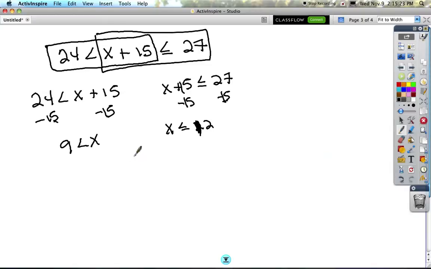9. Alright. 9. What's my bigger number? 12. 12. What's going in the middle? X. X. 9 is less than x. X is less than or equal to 12.